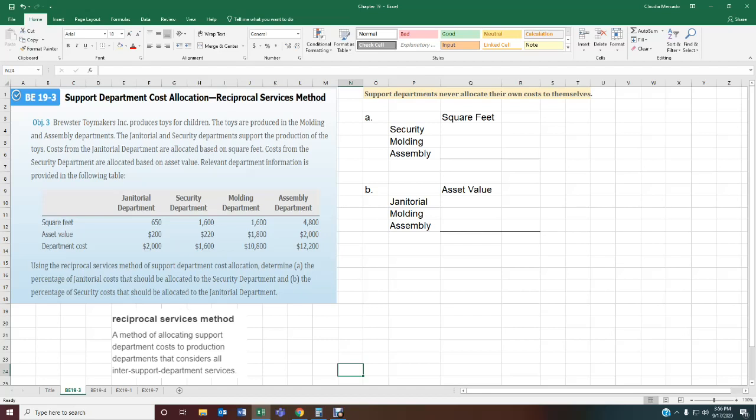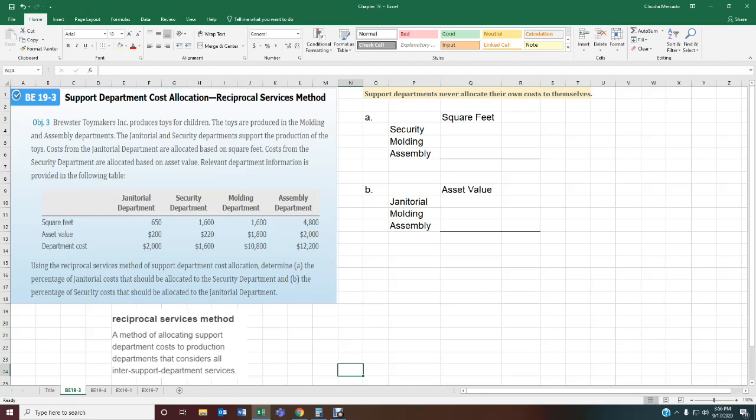Okay, relevant department information is provided in the following table. Okay, and then they give you the janitorial department and security department. These are your support departments, and then we have the molding department and the assembly department, and these are the actual departments that assemble the toys. Okay, we have information dealing with square feet, asset value, and department cost.